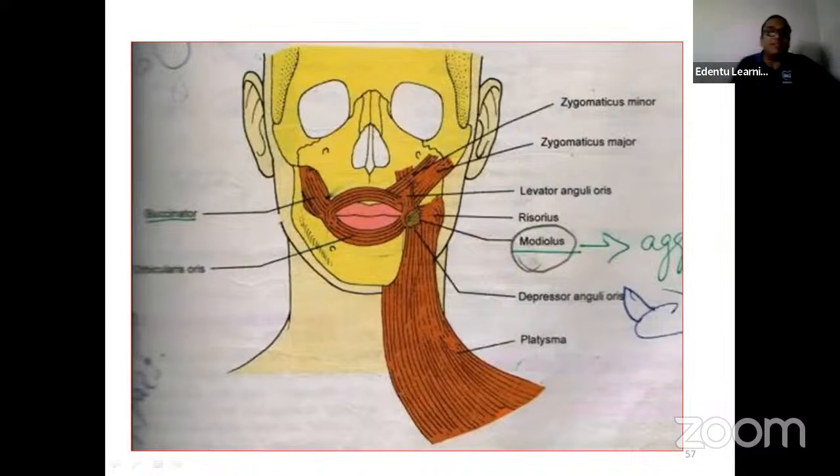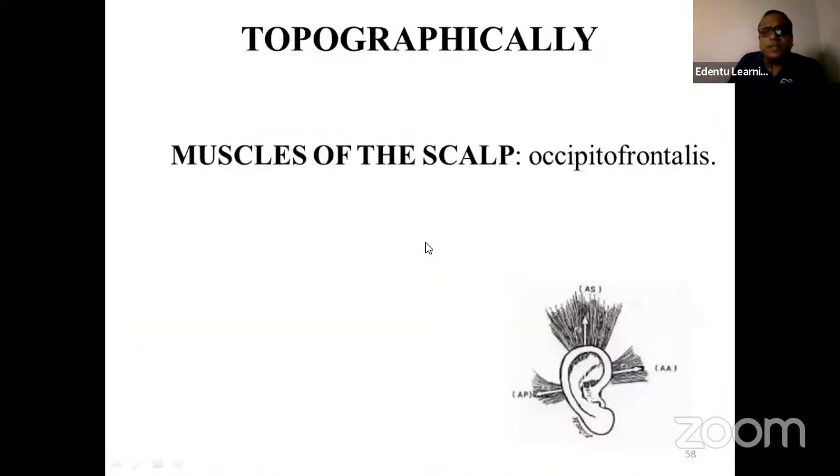So what are the 8 muscles? All will come and meet at a point, like a junction where so many roads come to one point. Zygomaticus minor, zygomaticus major, levator anguli oris, risorius, depressor anguli oris, platysma muscle, buccinator muscle, orbicularis oris muscle. Everyone will come and meet here. So this is called modiolus, aggregation of 8 muscles. That is a separate thing.